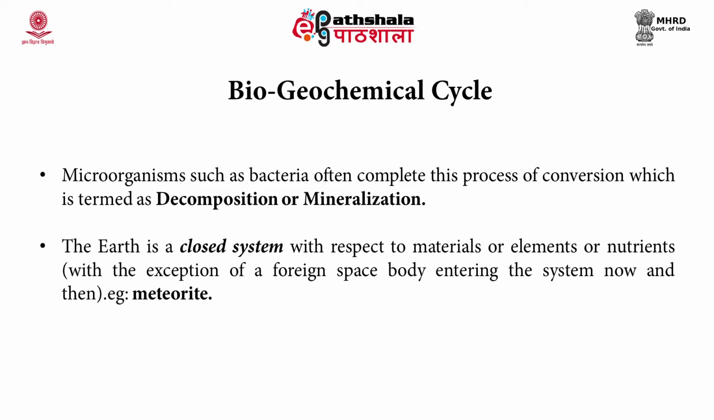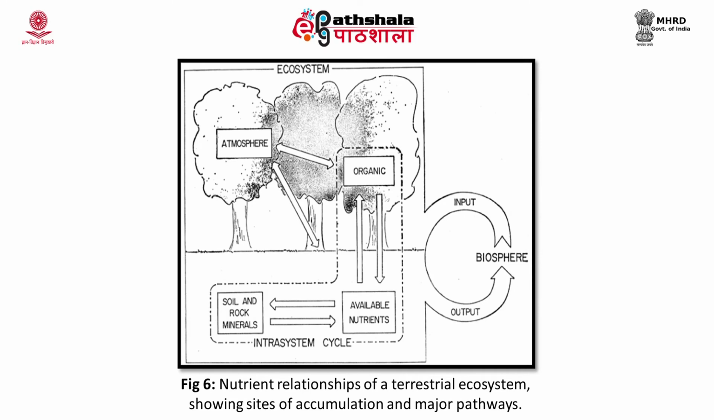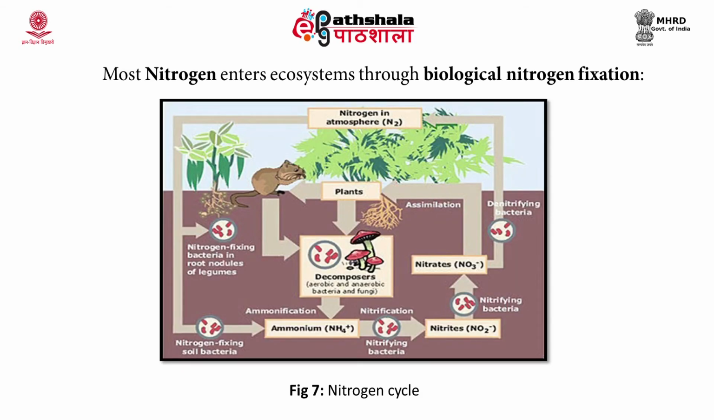The earth, on the other hand, is a closed system with respect to material, elements or nutrients, with the exception of some foreign space bodies entering the system now and then in the form of a meteorite. Figure 6 shows the nutrient relationship of the terrestrial ecosystem, showing the sites of accumulation and major pathways. Most nitrogen enters the ecosystem through biological nitrogen fixation and is deposited through precipitation, dust, gases, or is applied as fertilizers, as shown in the figure below. Figure 7 shows the nitrogen cycle.